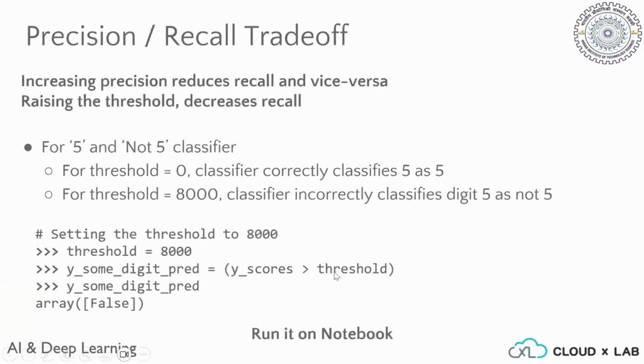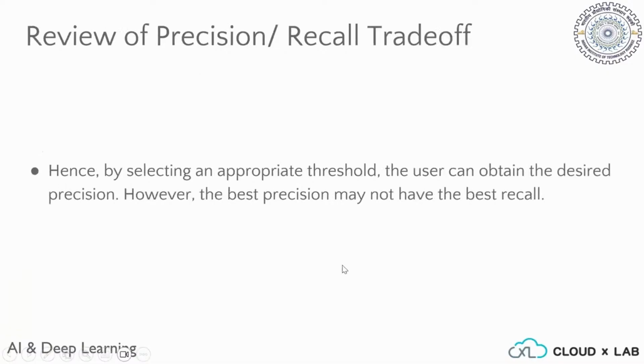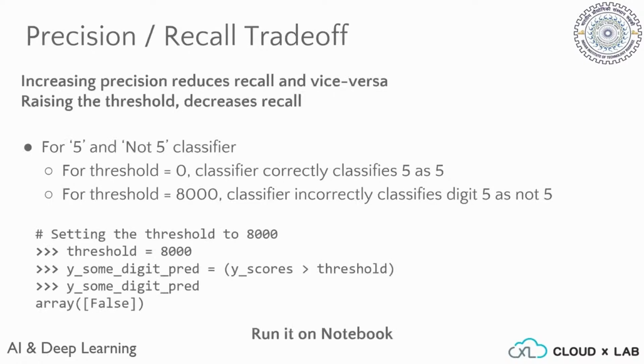Yes. So if we increase this threshold, recall will reduce, but at the same time, precision will increase, right? And vice versa. If you decrease this threshold, then recall will increase, but precision will reduce, right? So that's why we have a trade-off between precision and recall. If we increase precision, recall will reduce. If we increase recall, the precision will reduce, right? Okay.